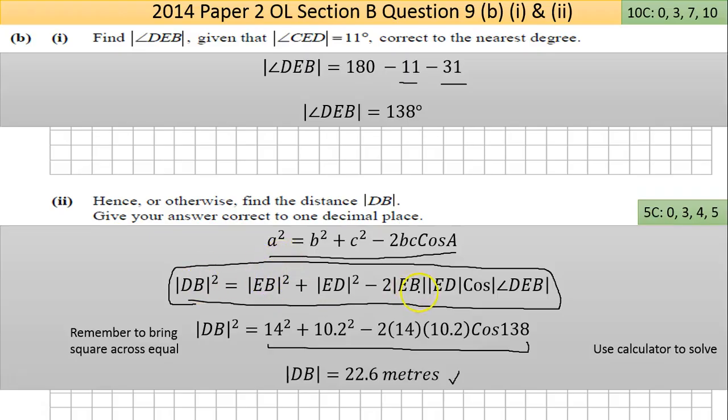I see lots of mistakes here. People use the right formula, but they do different things. I would suggest if you have the whole thing here, program the calculator, don't do it piecemeal.